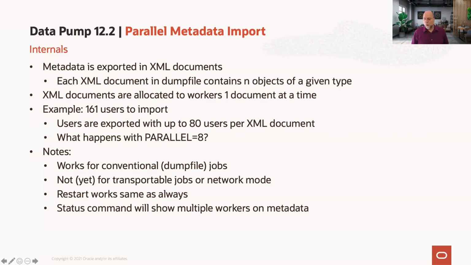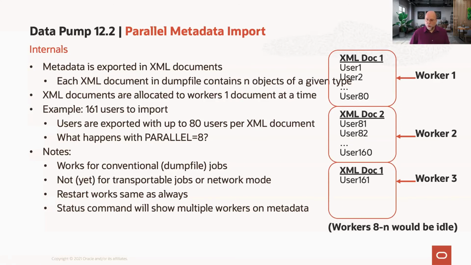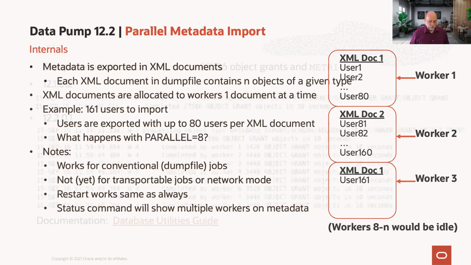So the example here, we have 161 users to import. That means that we would have one worker doing the first 80, then another worker doing the next 80, and another one just handles one. So we take an XML document of 80 users and tell worker 1, go import these users, worker 2, import these users, and so on. So that gives us parallelism within a particular object type.